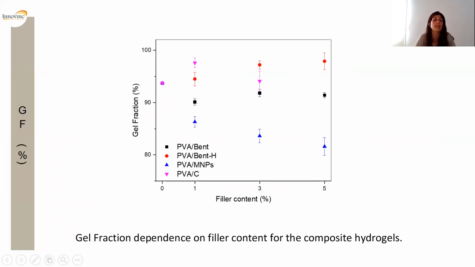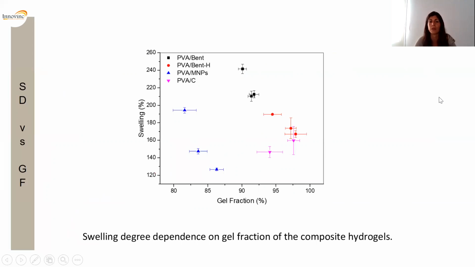In here, we are presented the hydrogel fraction dependence on filler content of the composite hydrogel, and we can see that in almost all cases, the hydrogel fraction remains constant or slightly increases with the filler content. This increase in the hydrogel fraction with the filler content could be attributed to the fact that the filler could act as a cross-linking dot, and this is well reported in different papers.